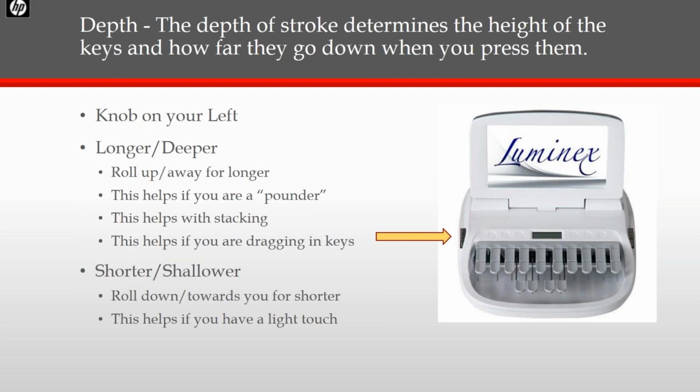What this knob on the left, on the outside of the machine, will do is adjust how high the keys are or how low they are, which changes the travel distance. If we roll the left knob up away from us, you'll see the keys rise up and it'll be a longer stroke. When we roll it down towards us, it'll become a shorter stroke.